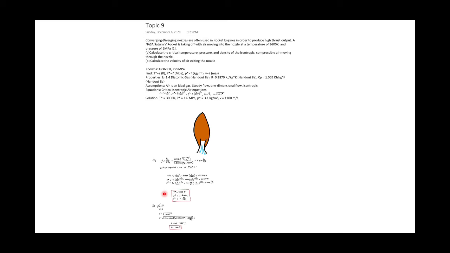For part B, for solving for the velocity, we're able to use the following equation that the Mach number is equal to the velocity over c. Here, we know at critical points the Mach number is equal to 1, therefore v is equal to c. Using that c is equal to the square root of kR times the critical temperature, we are able to determine that the velocity is 1100 meters per second.